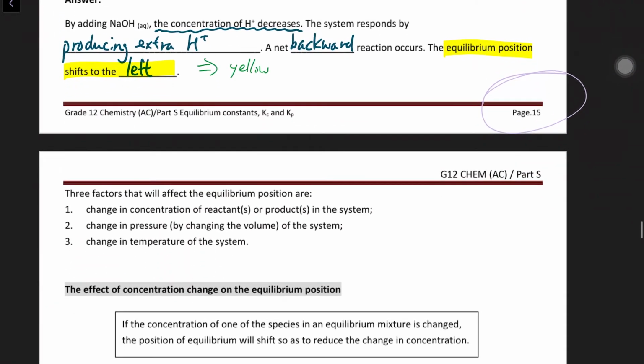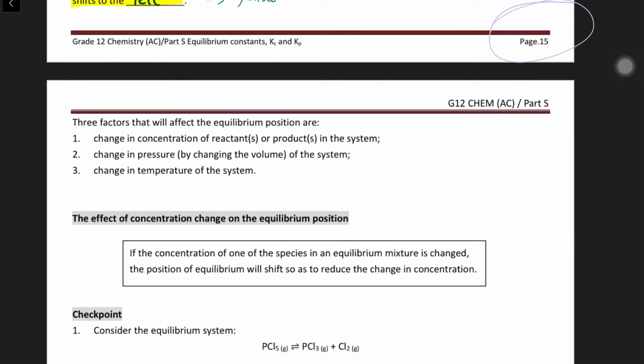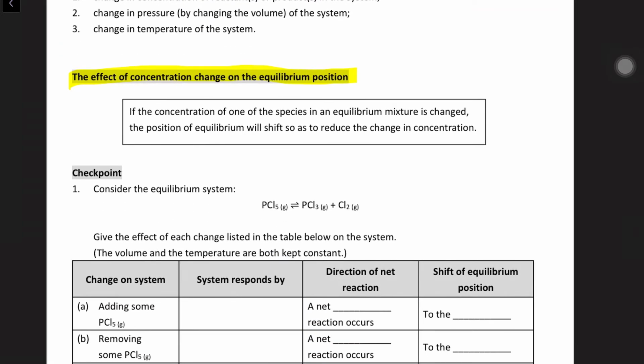Now, today we are going to discuss what are the factors that can affect the equilibrium position. Now, again, affect the equilibrium position, okay, not Kc's value. Now, the first one is the change of concentration of each species. Now, in order to maintain the value of Kc, which is the ratio of product to reactant, if anyone changes the concentration of either reactant or product, then the system will respond, okay? Do something to maintain the value of Kc.